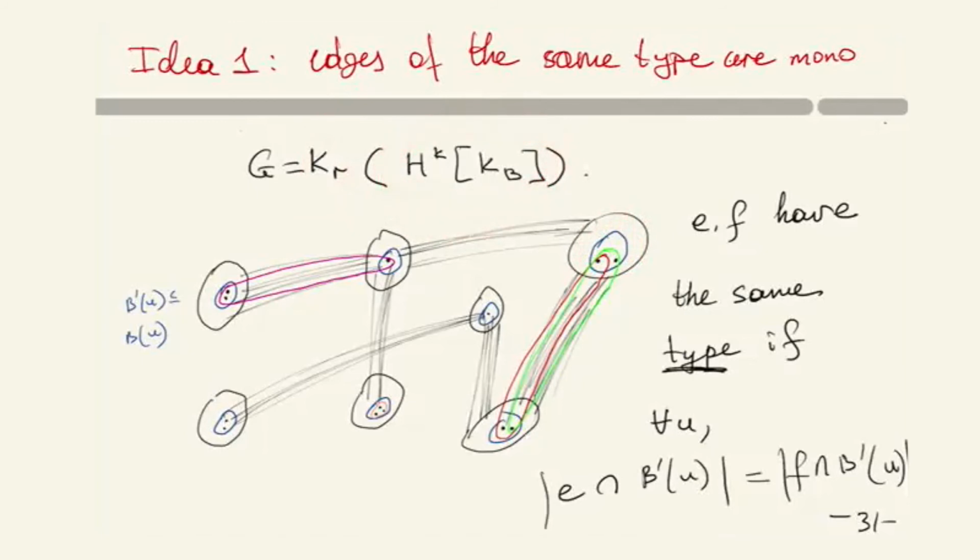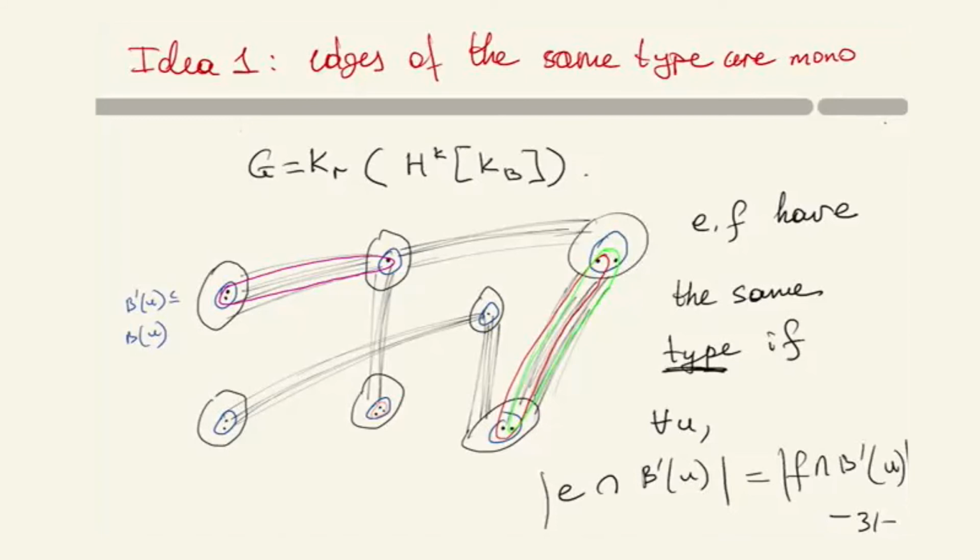Okay. Now I give any S coloring. What I can guarantee is that if I have 2 edges which intersect the same blobs the same number of times, then these edges are all of the same color. So what do I mean by that?